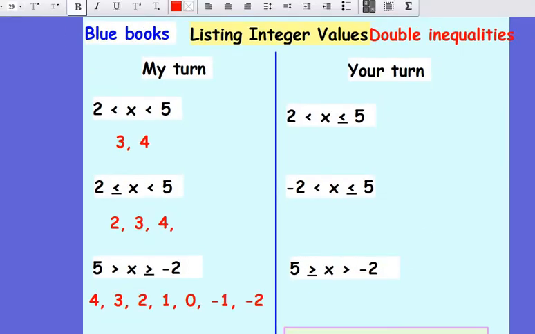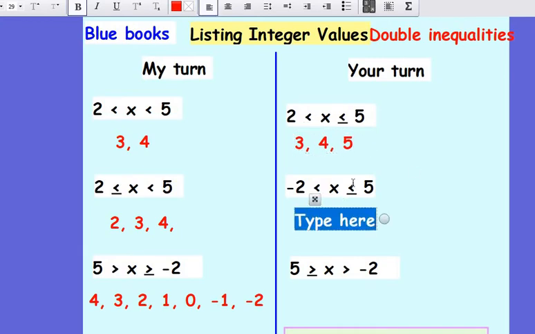Okay, let's look at some answers. This time I've said 2 is less than x, so x is greater than 2 but not including 2, so I can have 3. I can have 4, and I've said x is less than or equal to 5, so this time I can include the number 5. I'm looking for 3, 4 and 5.